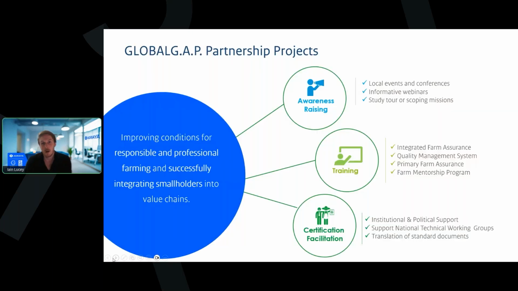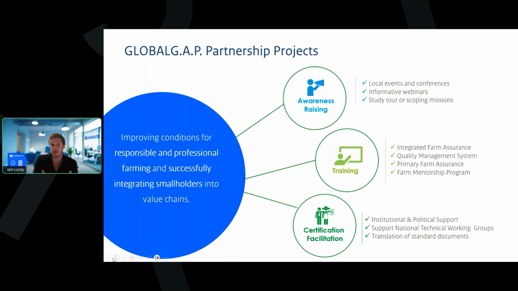Perfect, thank you. So very interesting to see the poll that just came up right now. Very positive to see the interest in capacity building work and capacity building endeavors. And partnership projects are one of the main vehicles that GLOBALG.A.P. has to engage in meaningful and substantive capacity building.